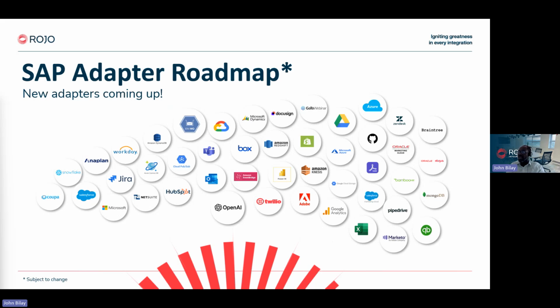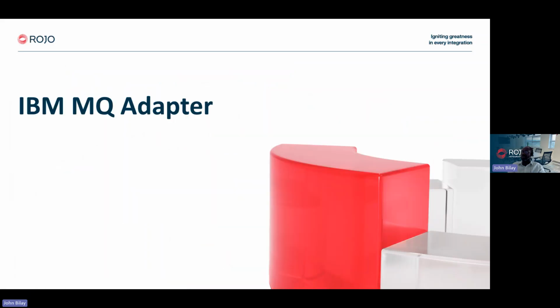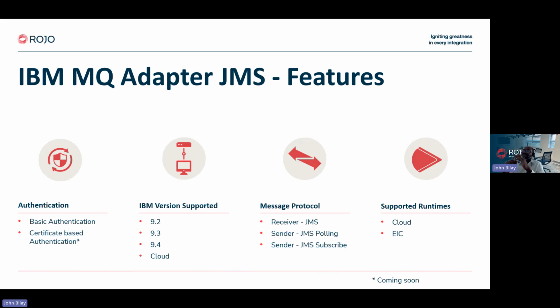Okay, now when it comes to the IBM MQ adapter, the adapter has two main parts. You have the so-called REST-based variant, and we have the JMS variant of it. I will explain both, but I will start with the JMS variant of the adapter. So let's talk about the features.